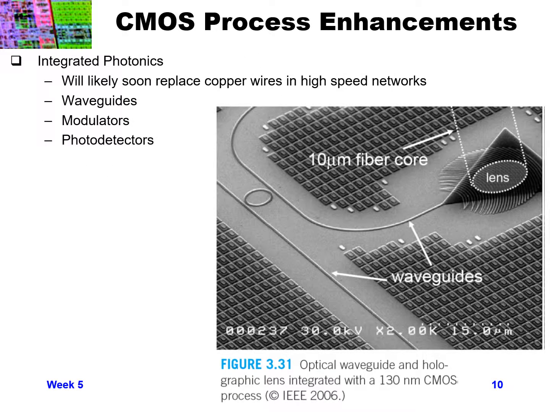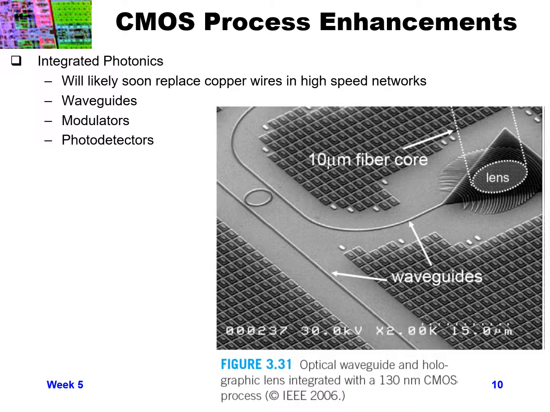So CMOS process has also done some integration of photonics, and at least in some high-speed networks, photonics is replacing copper wires in some applications. Using normal CMOS process, we're able to develop waveguides, modulators, and photodetectors. The figure below is showing an optical waveguide and holographic lens integrated into a 130 nanometer CMOS process.